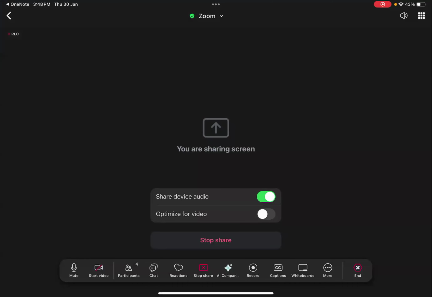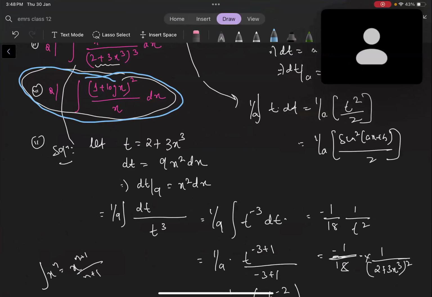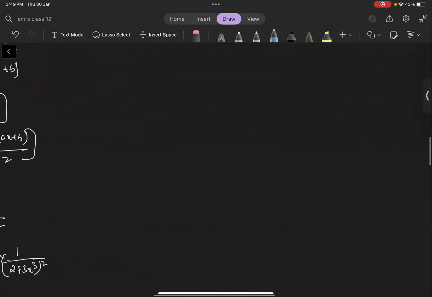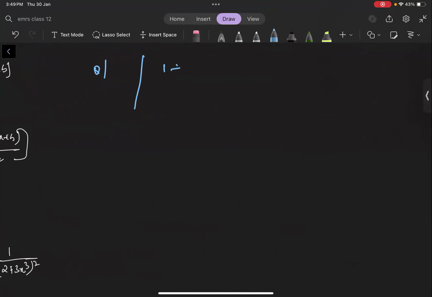Okay, so the last question can be solved using again substitution only. But let me rewrite the question again. So the question is the integration of (1 plus log x) whole square divided by x dx. Now think of that. What is that value we can take and replace with t? So that the differentiation of that factor will be there in this integration.